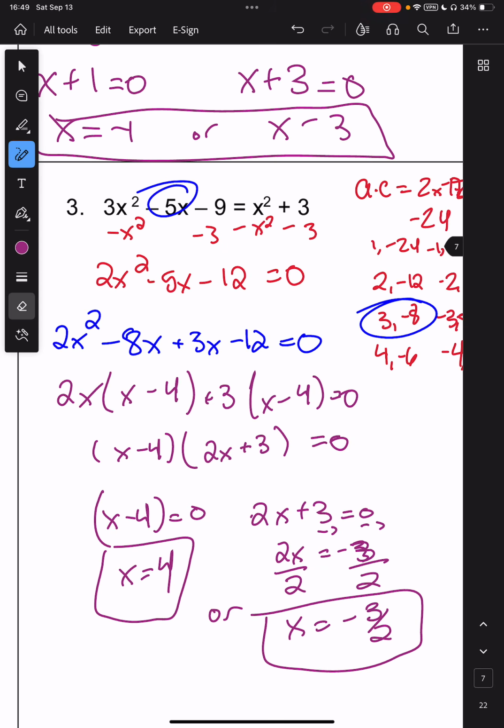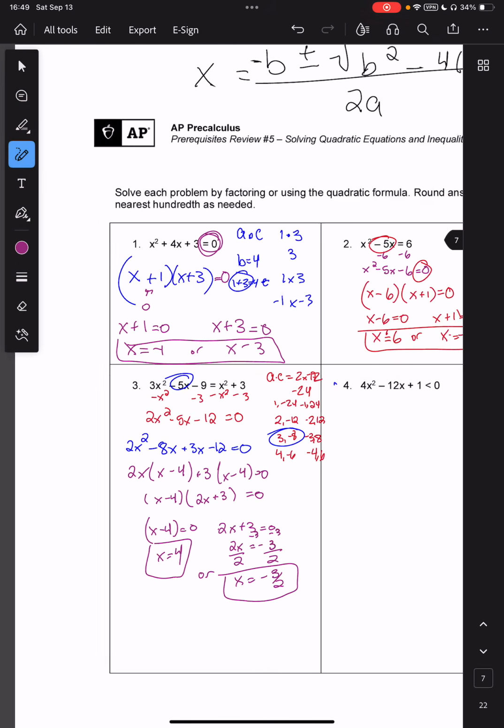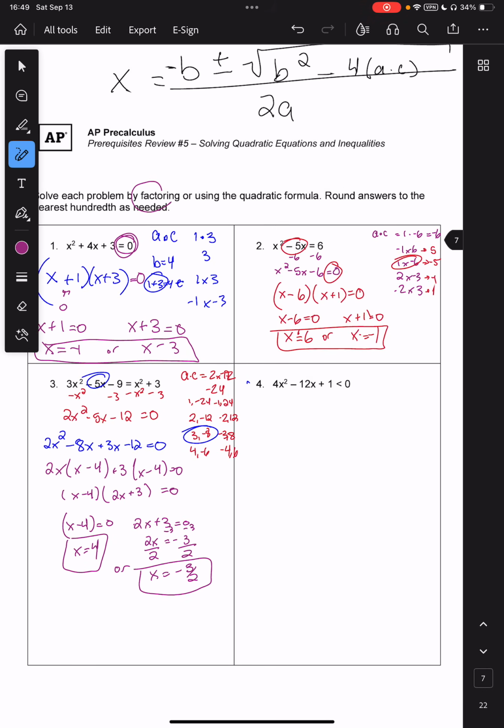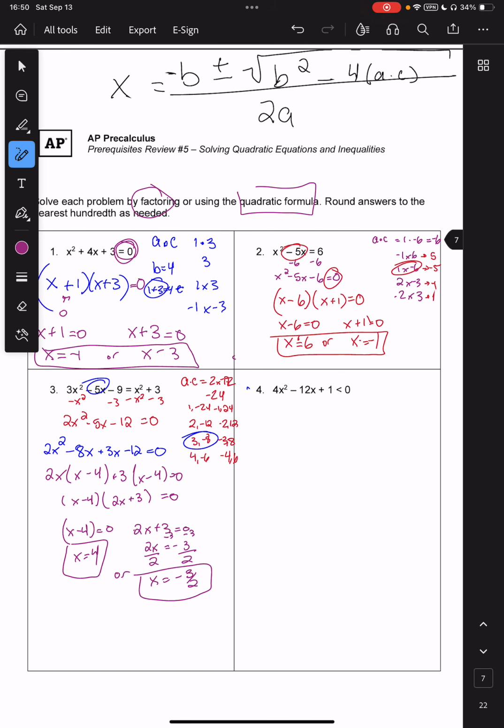Okay, so now we did all that. What we have left to do is, remember our question said, solve each problem by factoring, which we've been doing, or using the quadratic formula. You can use the quadratic formula for each of these equations. You can also use factoring for these three. For 4, we have to use the quadratic formula. So let's try using the quadratic formula.